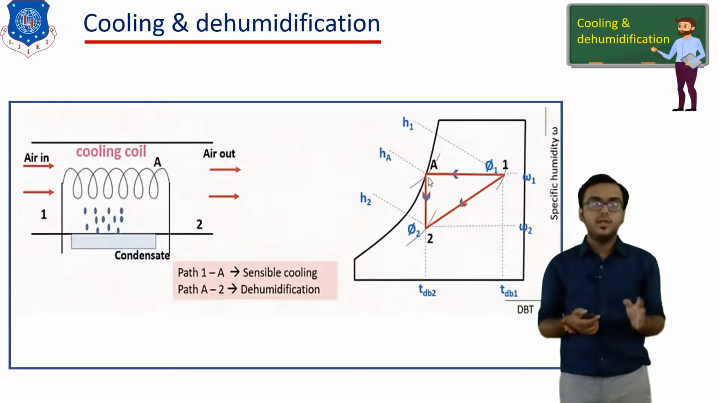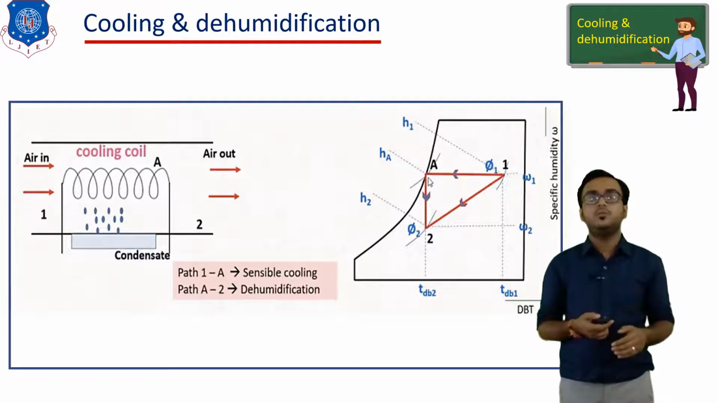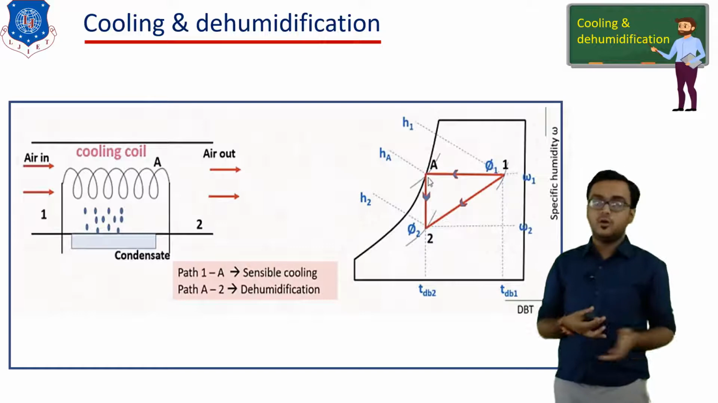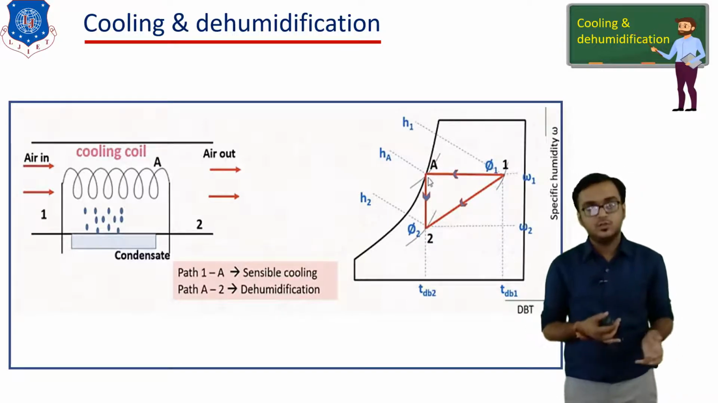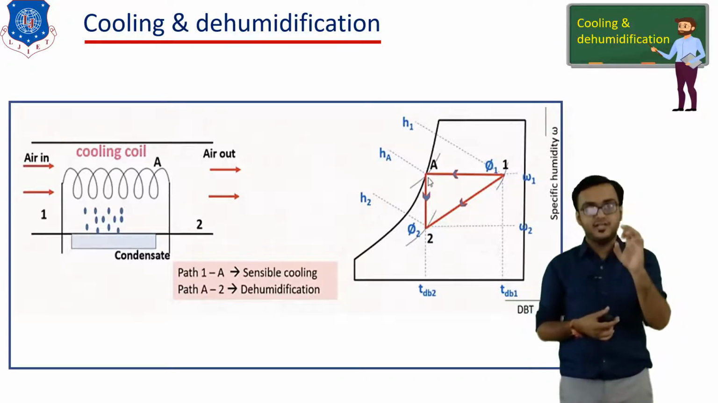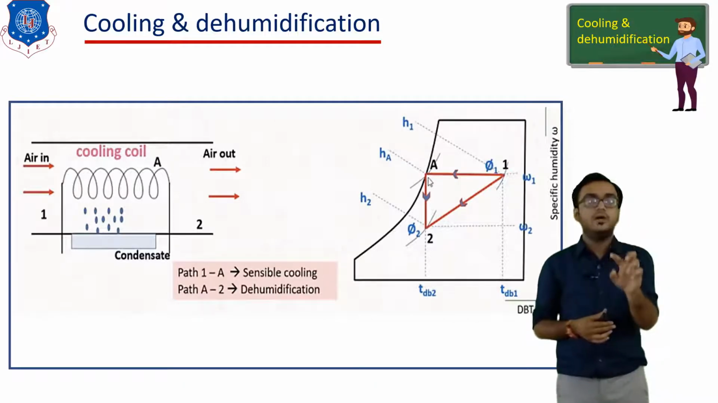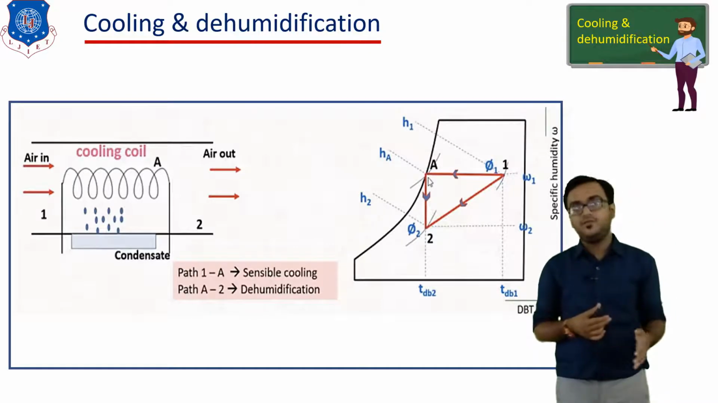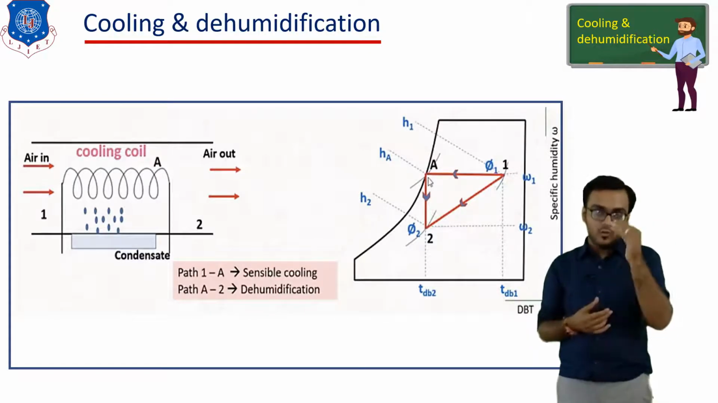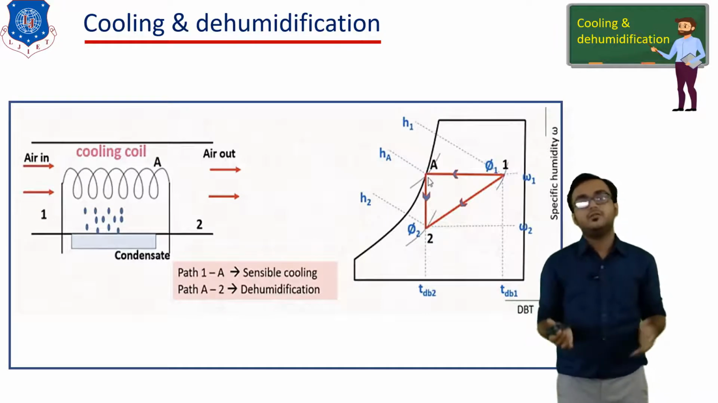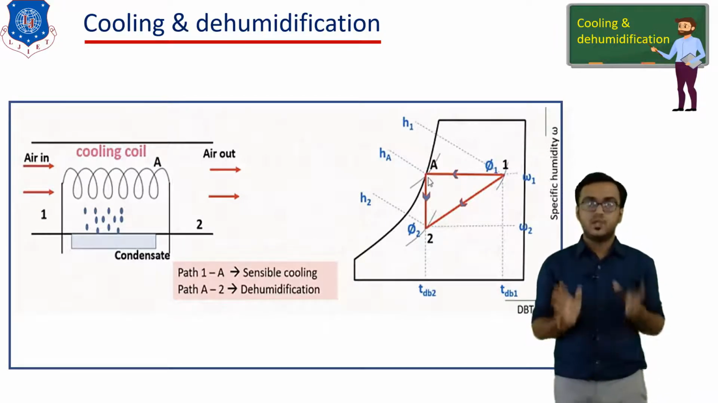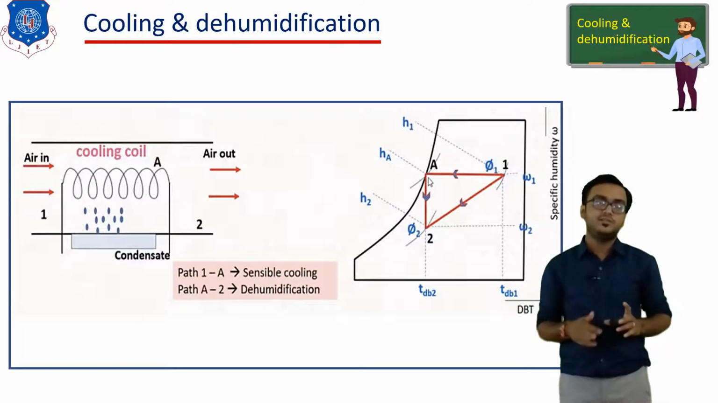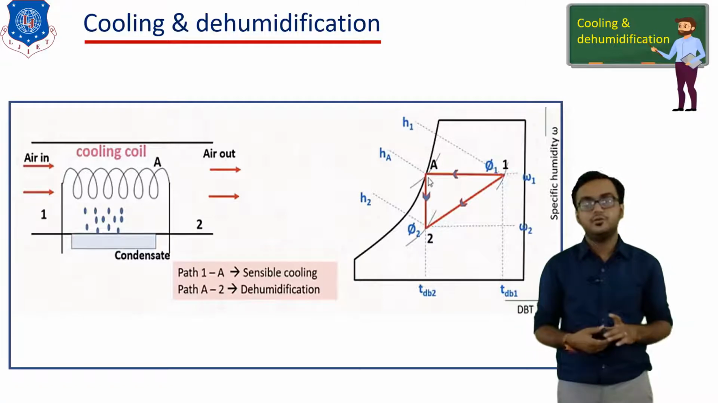Clear? Then for the dehumidification we need to plot one vertical downward path, which shows the reduction of the specific humidity without manipulation of the temperature. So A to 2 is the dehumidification process. 1 to A is the sensible cooling while A to 2 is the dehumidification process, and the resultant of both lines, that is 1 to 2, indicates the cooling and dehumidification process. Clear to all?